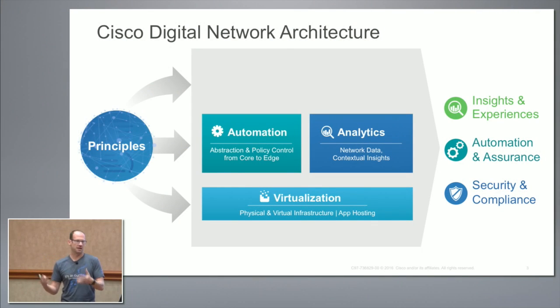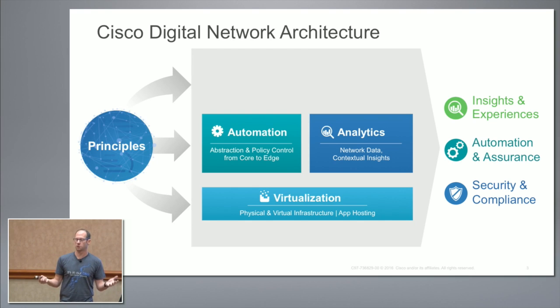The next element is analytics, right? By having the network provide you all the information that the network can see, the business can use this information for multiple business reasons, to understand where our customers are using the company's services.